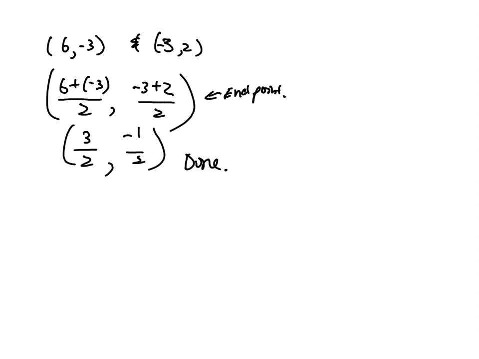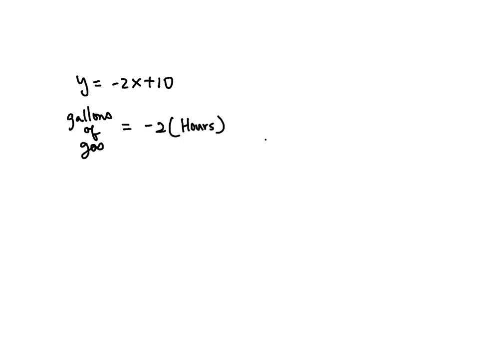Alright, last question, the story problem. A person fills up her car's gas tank and then drives for a long time. Let X be the driving time since she filled up, and let Y be the number of gallons of gas in the car's tank. Assume the relationship between X and Y is described by the equation Y = -2X + 10. So what we're saying is gallons of gas equals -2 times hours driving plus 10.